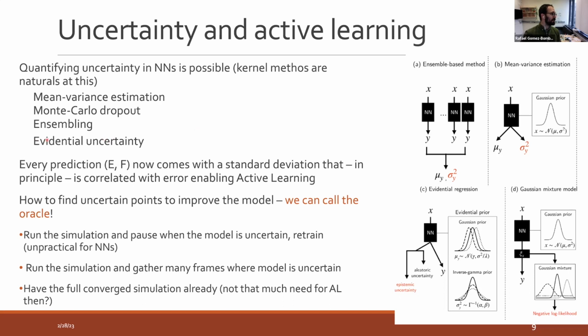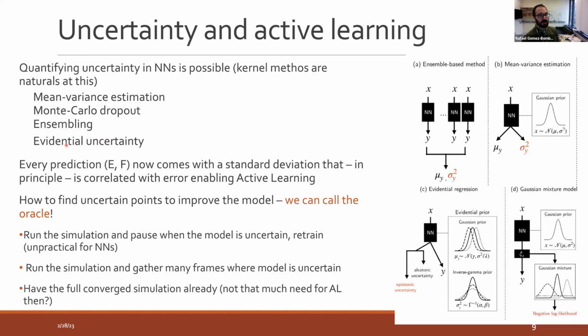And then over the last year, we've seen some appetite for evidential uncertainty. So it's been used in general for other machine learning applications. It's been used for molecular property prediction. And we're starting to see its application for force field uncertainty quantification.